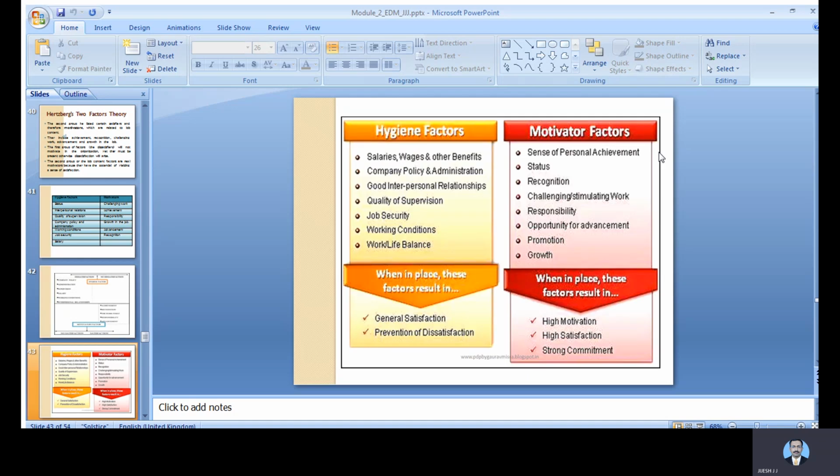So hygiene factors, as we have seen, are salary, wages, company policies, good interpersonal relationships, quality of supervision, job security, working condition, work-life balance. When these are in place, there is general satisfaction. And motivational factors like status, recognition, personal achievement, work-related challenges, responsibilities, opportunities, promotions, growth, and high motivation, high satisfaction and strong commitment will be formed because of all these motivational factors.